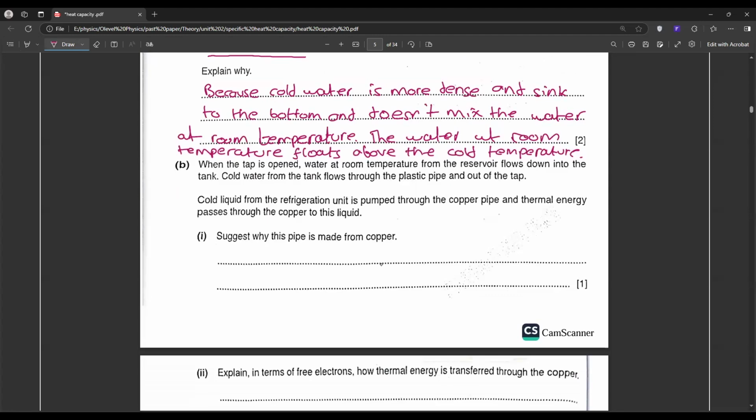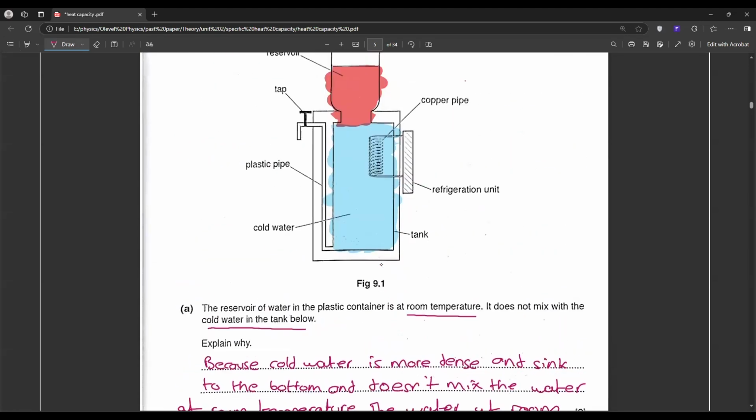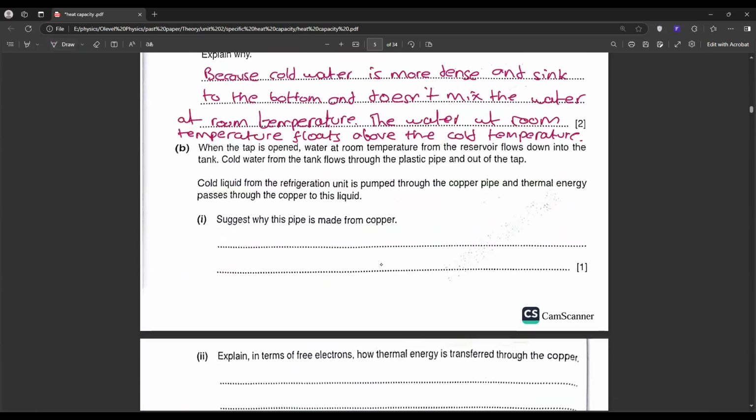When the tap is opened, water at room temperature from the reservoir flows down into the tank. Cold water from the tank flows out from the plastic pipes and out of the tap. What is happening? If you open this tap, this water flows downwards, and this cold water goes through these plastic pipes and out of the tap like this. Okay, that makes sense.